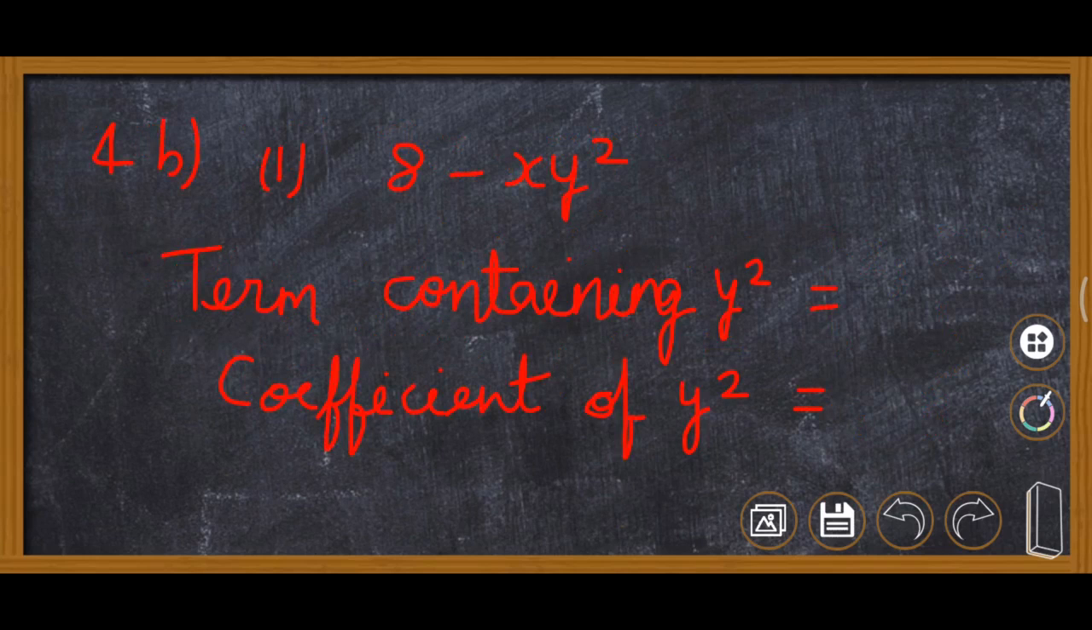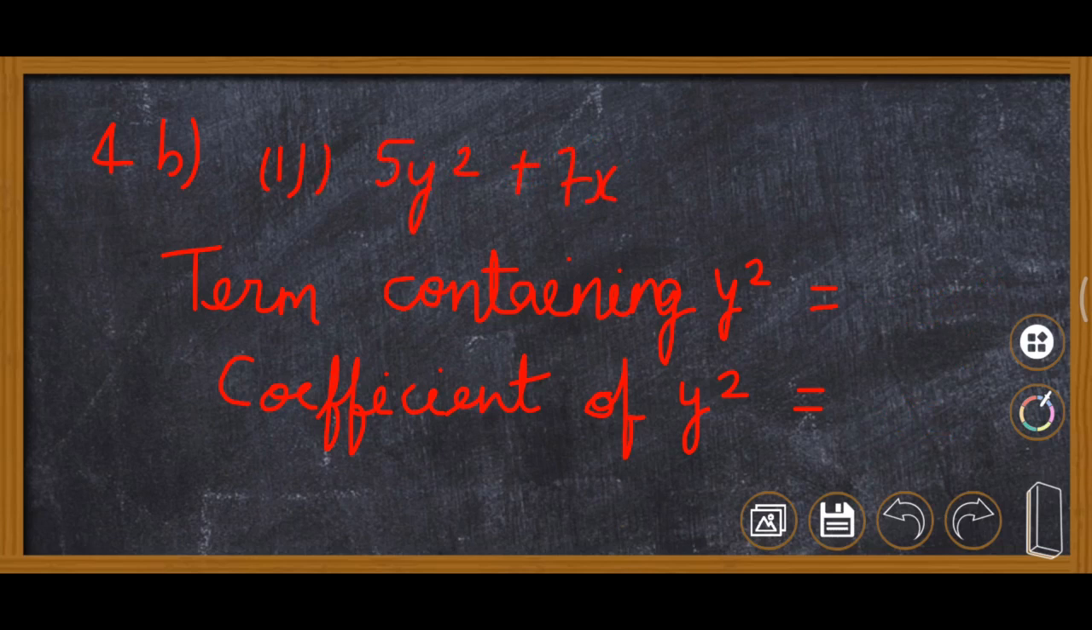Now we are doing fourth B part. First question, 8 minus xy square. So here we have to write the coefficient. First of all we will write the term containing y square. So in this you can see minus xy square is the term which contains y square. Now here the coefficient of y square is minus x.